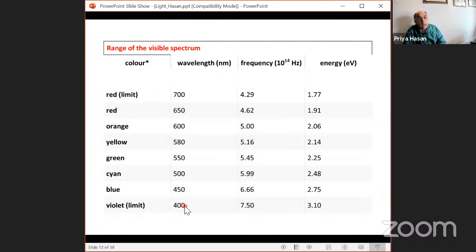We are between 400 to 700 nanometers, and you will see how the wavelength changes from red to violet: 700, 650, 600, orange, yellow, 540. Actually, not specifically at 580, but there's a band, it's 575 to 585 and so on. Green, cyan, blue, and violet. And this is the frequency of these in hertz, 10 to the power of 14, it's 4.29 times 10 to the power of 14 hertz, and so on.